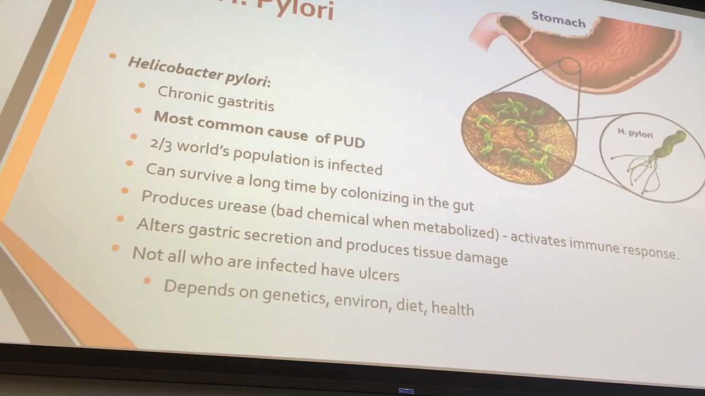Okay, so H. pylori, right? It's the most common cause of peptic ulcer disease. Two-thirds of the world is affected. It can survive a really long time. Basically what it does is it alters the cells and causes tissue damage. You get some nasty ulcers, but not everybody has them.